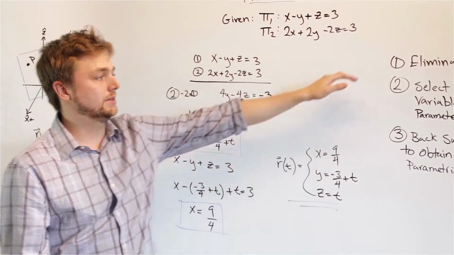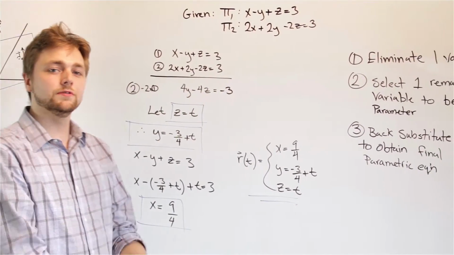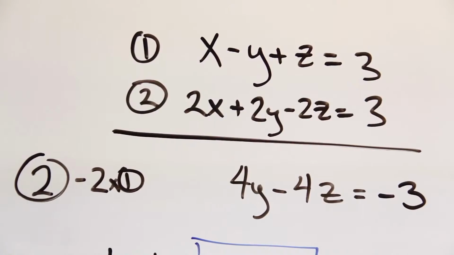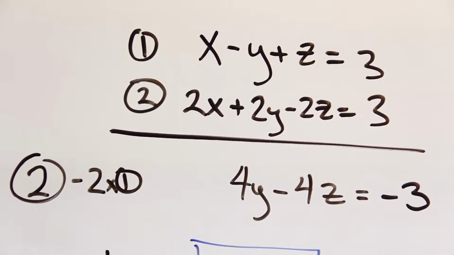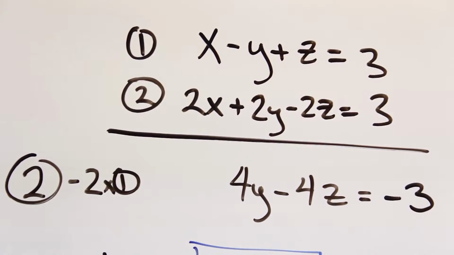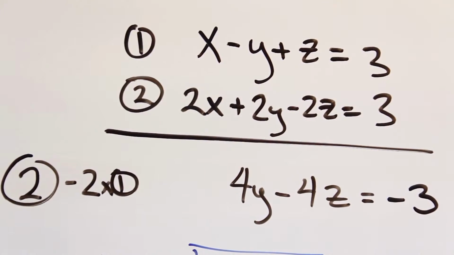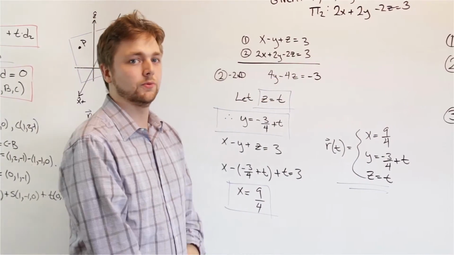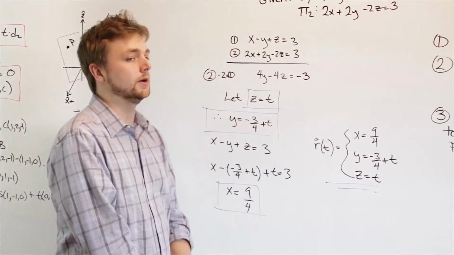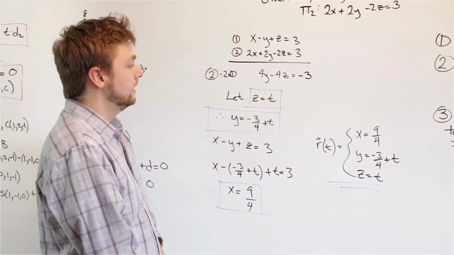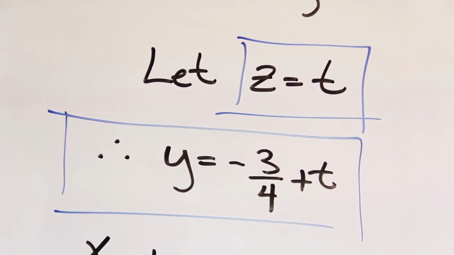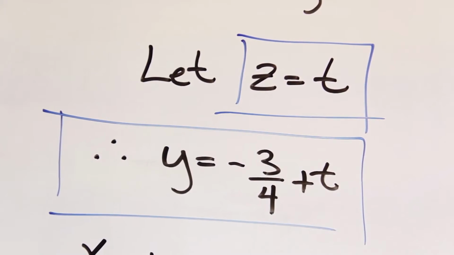So our first step in solving this type of problem will be to choose a variable, it won't matter which one, and eliminate it. In this case, I chose to eliminate x. In order to do that, I took this equation 2 and subtracted it from equation 1, ending with this equation. The next step in our solution process will be to pick one of the remaining variables, and we'll call it our parameter. In this case, z equals t.